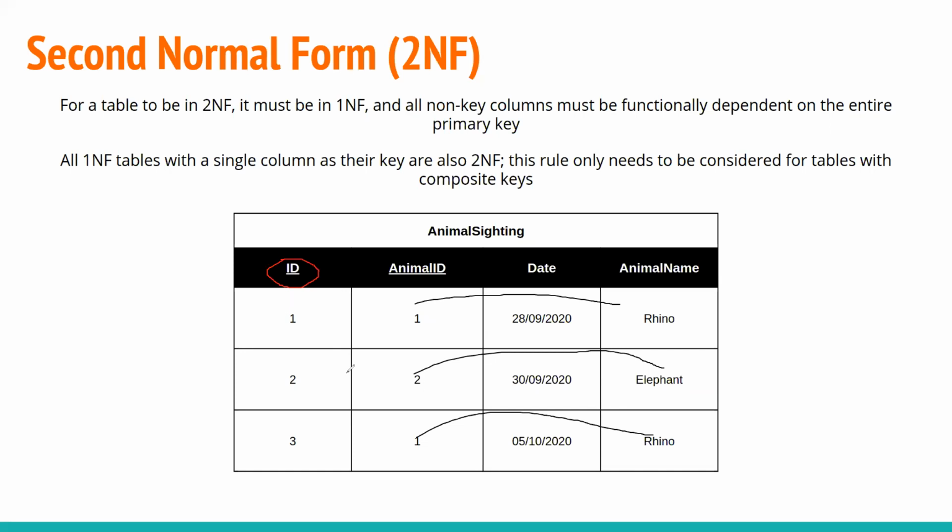It's only functionally dependent on a part of the primary key, which is why we say if it is functionally dependent on the entire primary key, then it'll automatically be in 2NF. So if it only has one column in its primary key, then it will be in 2NF.